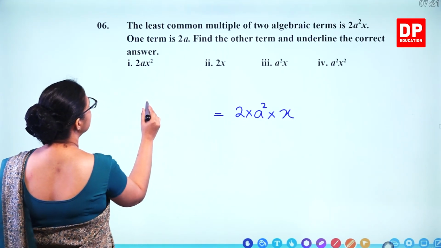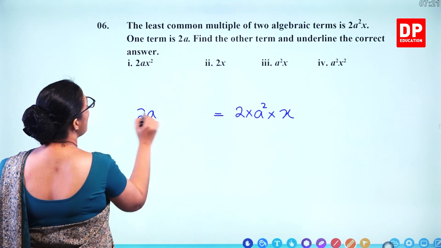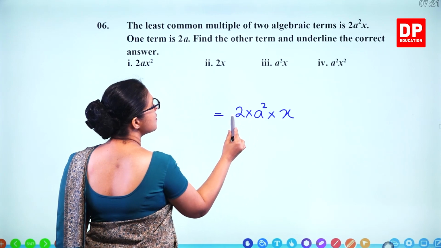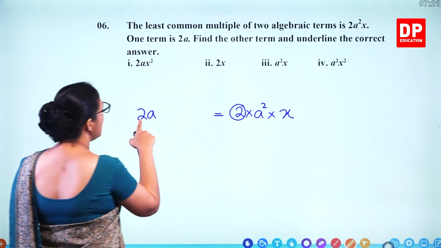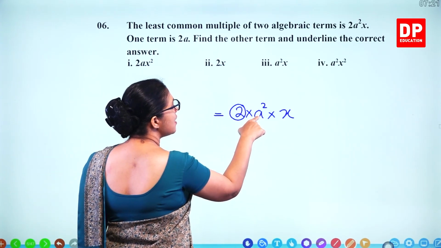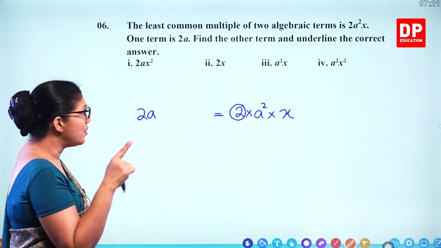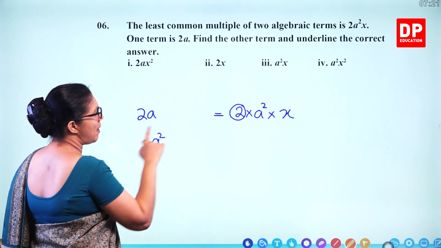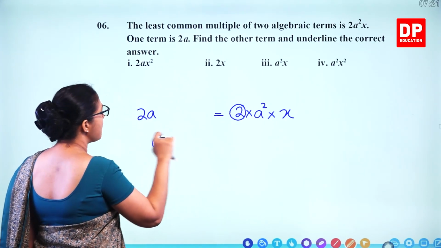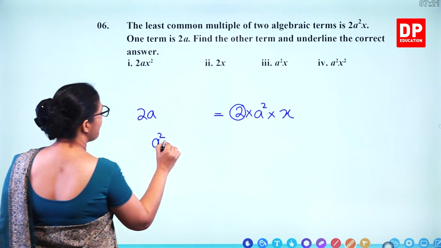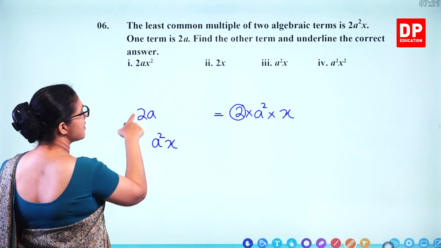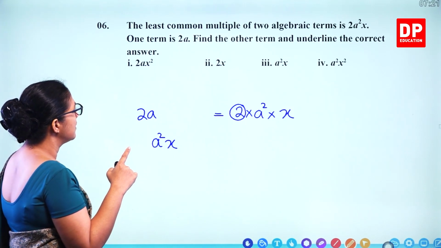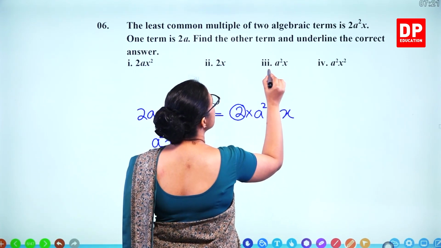One is 2a. One term. So that means this is okay. So 2 is there and 1 a term. But to get a squared, you need to have the a squared term for the other. Maximum power we take. Then x term should be there because x term is not in 2a. So a squared x is correct answer.